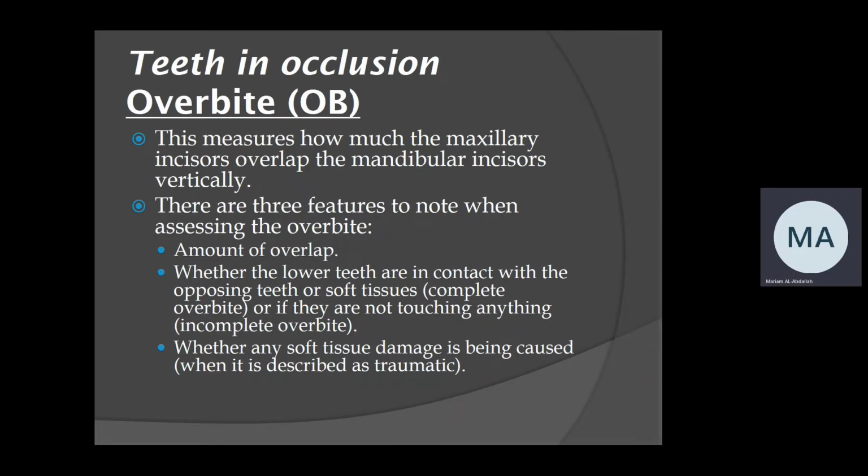Now the overbite is the vertical relationship between the upper and the lower incisors. Normally the upper incisor should cover 1/3 of the lower incisors. If we have a positive overbite, that means we have some vertical overlap between the upper and the lower incisors. We need to describe 4 things on your examination sheet. Number 1, is this overbite average or reduced or increased? Number 2, is this overbite complete? Do we have a contact between the upper and the lower teeth? Complete or incomplete? Number 3, if it's complete, is it complete to soft tissues or to hard tissues? And number 4, is it traumatic or atraumatic?